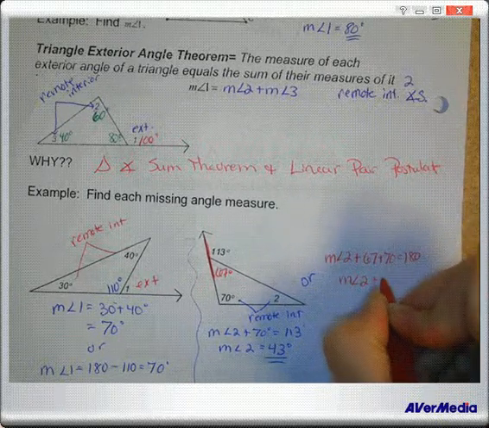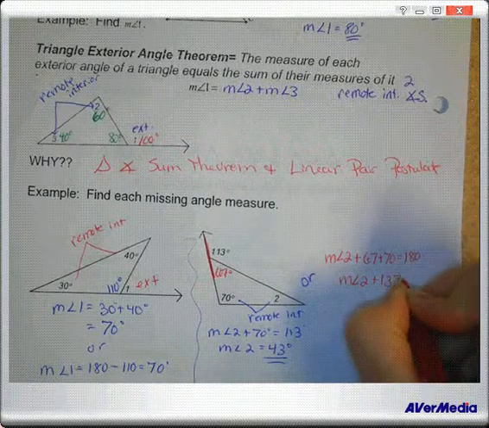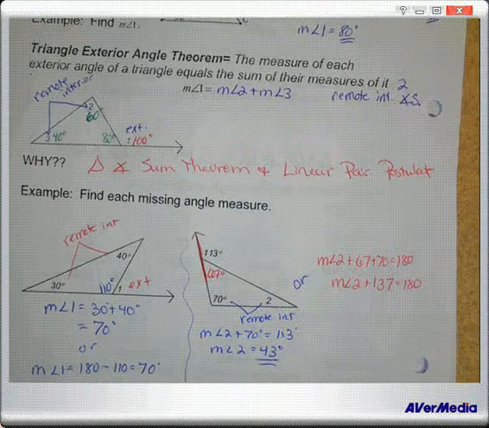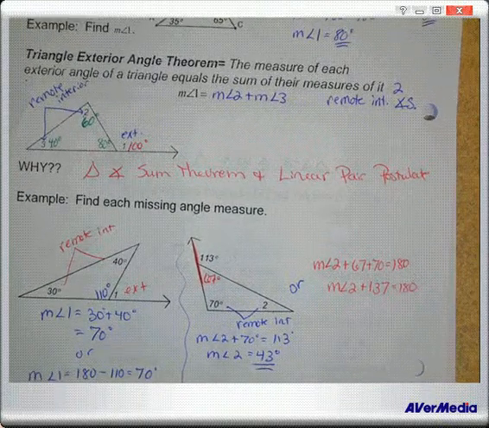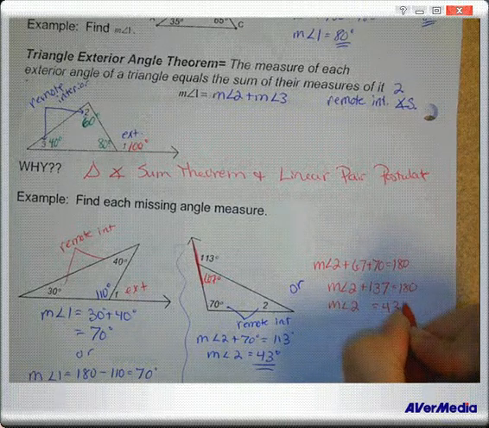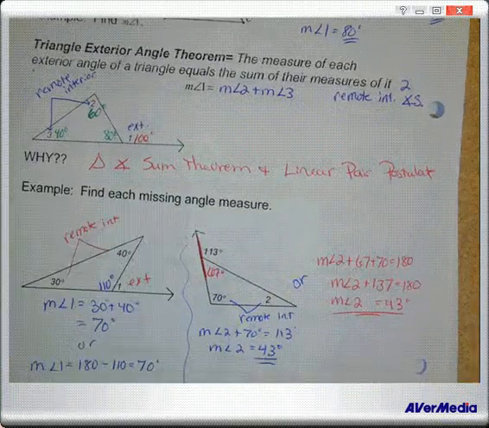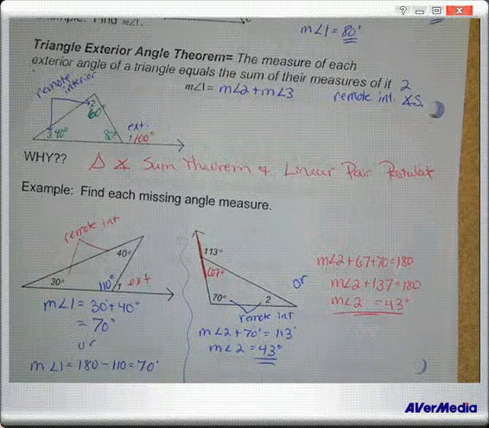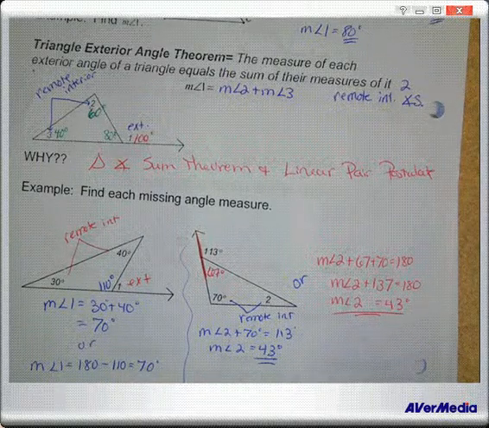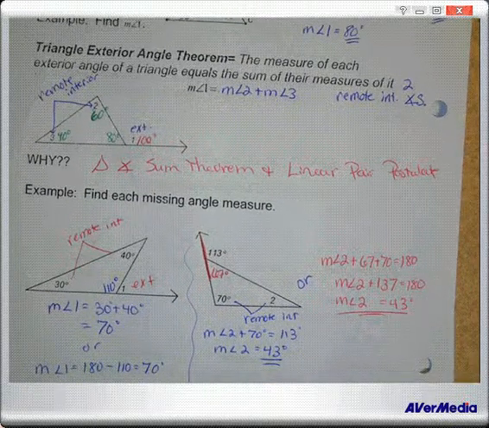So I have 137 degrees equals 180, right? The measure of angle 2 plus 137 equals 180. Subtract 137. I still get 43 degrees. Notice the difference is I actually have to mark more things in my diagram. And here's the thing. If in doubt, start putting in everything that you know. All right, now we're going to go work on some examples together to apply these.